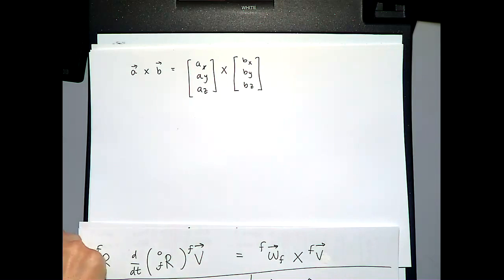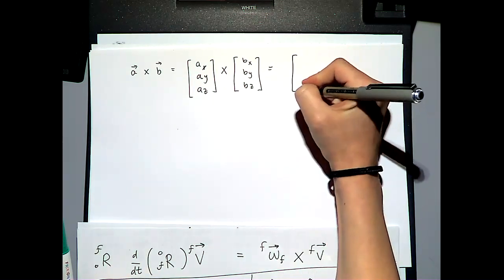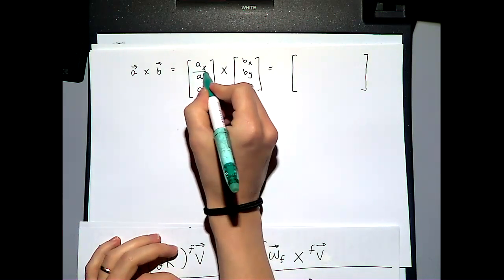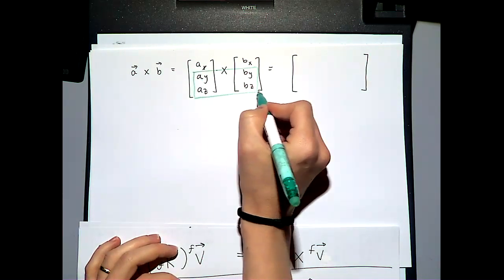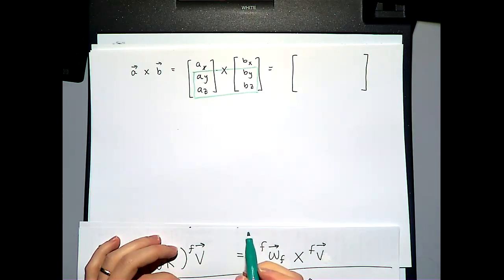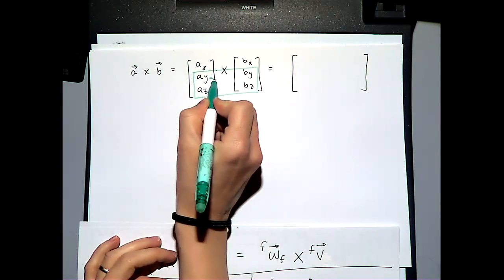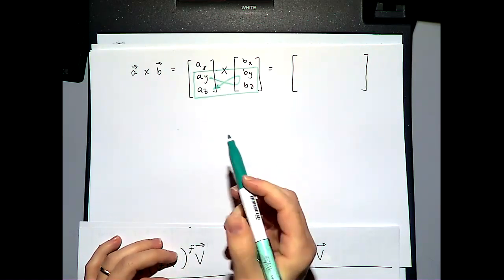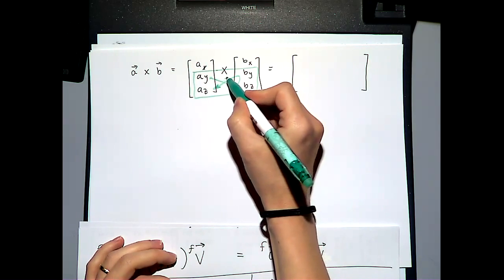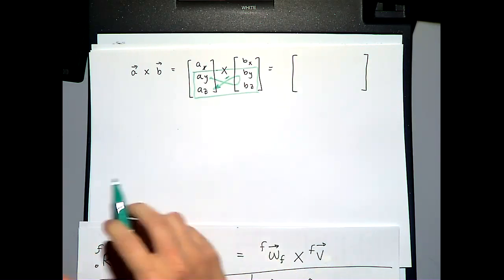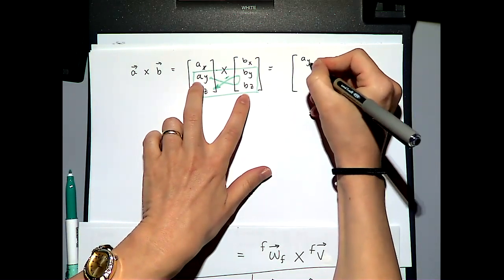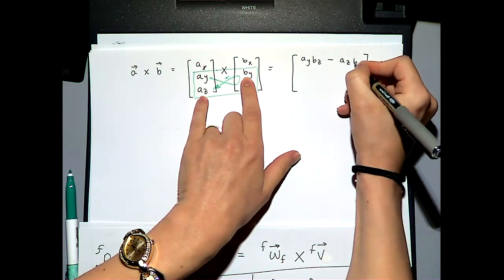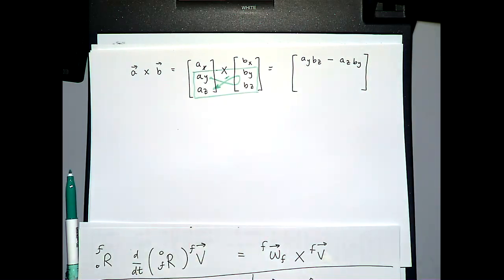So for the x component, I'll prepare it like this. For the x component, I'm focusing on this bit, and I'm going in this direction. So starting from here, with a minus for this one. So Ay Bz minus Az By. All right?